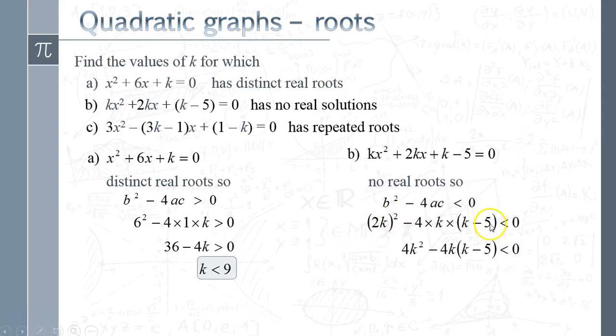So we've got 4k squared, that's my 2k times 2k, minus 4k lots of k minus 5. Multiply out the brackets, and you'll notice, fortunately in this particular case, the k squared parts cancel out against each other, so I'm left with that. So that's telling me in order to have no real roots, the value of k has got to be less than 0. If the value of k was equal to or bigger than 0, then I would be able to get solutions to that equation.